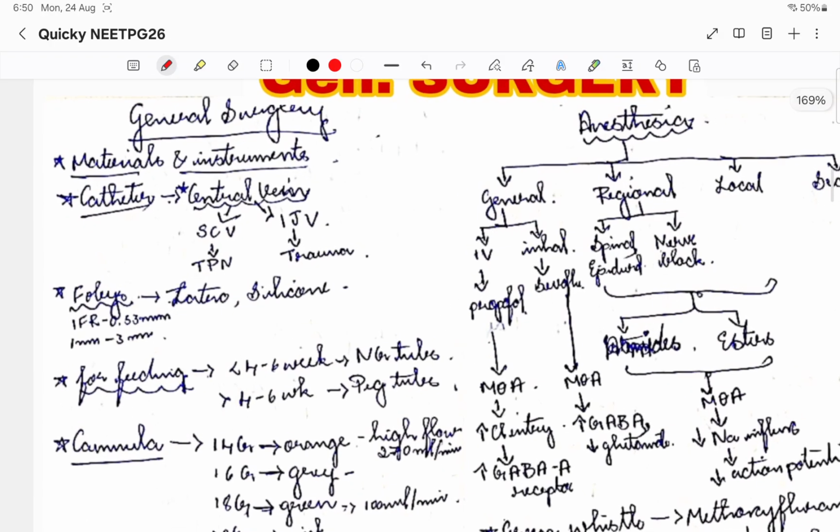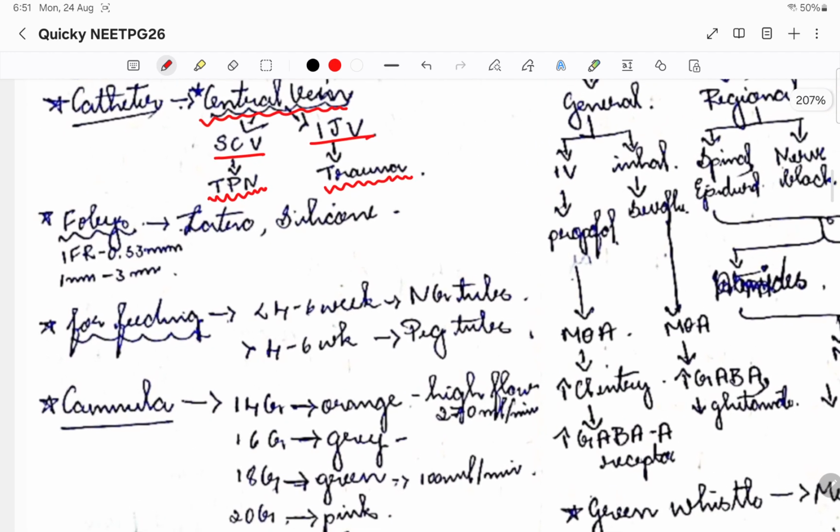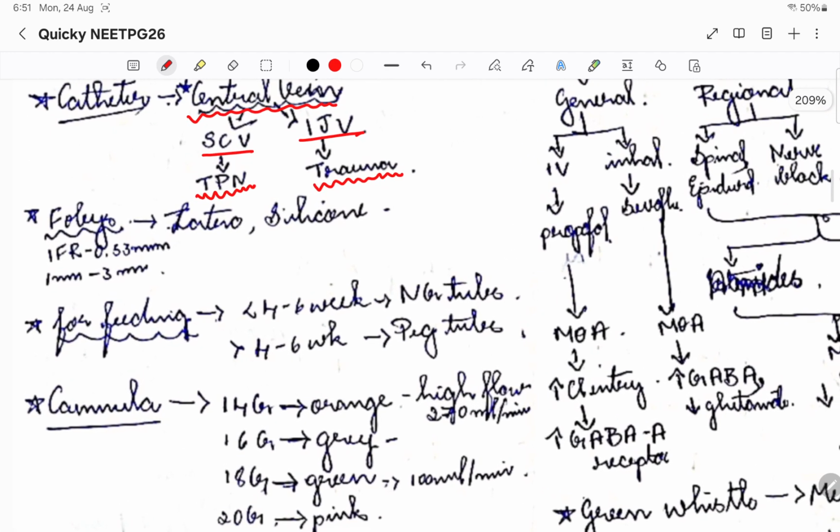Okay. So starting with catheters, there are central lines that you should be aware of. One is the SVC central line and another one is the IJV central line. The SVC central line we use for TPN, that is total parenteral nutrition, whereas the IJV we generally use for trauma patients.